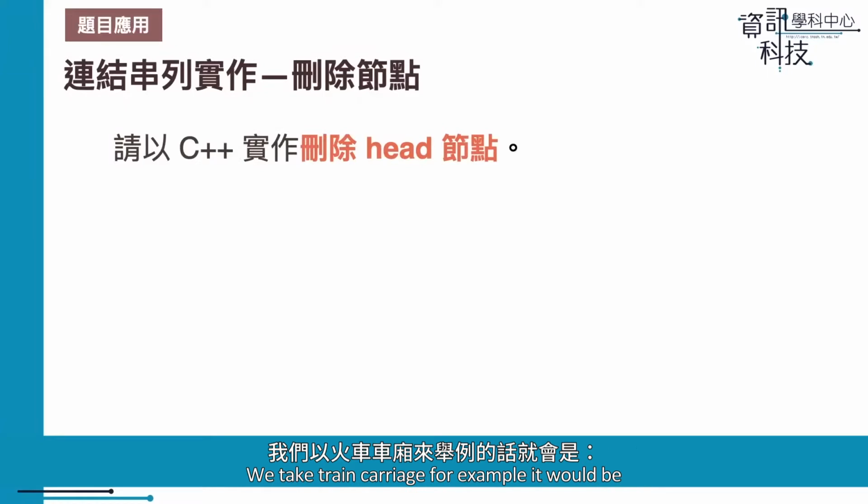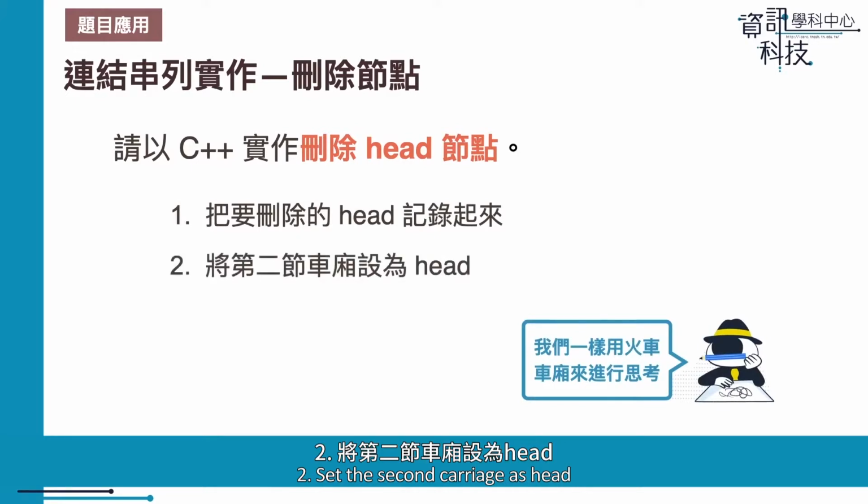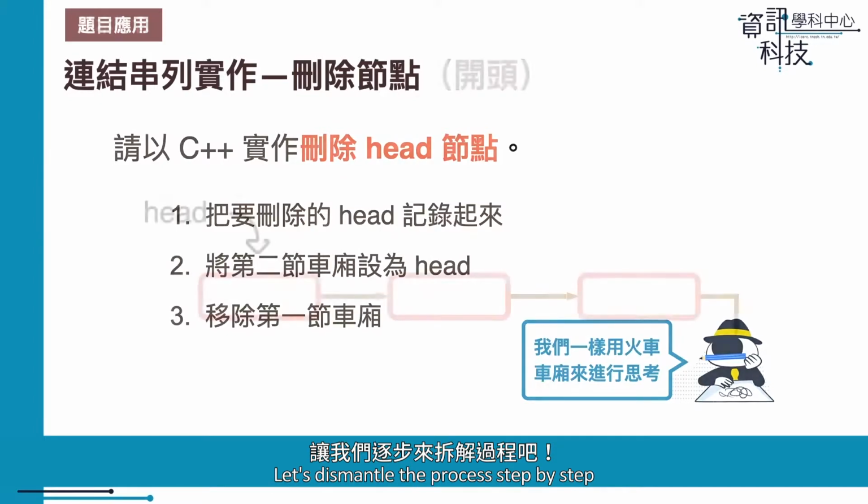We take train carriages as an example. It would be 1. Record the head to be deleted. 2. Set the second carriage as head. 3. Remove the first carriage. Let's dismantle the process step by step.